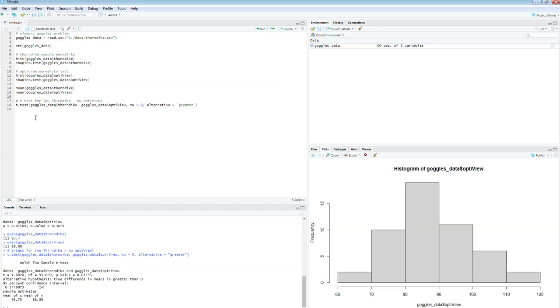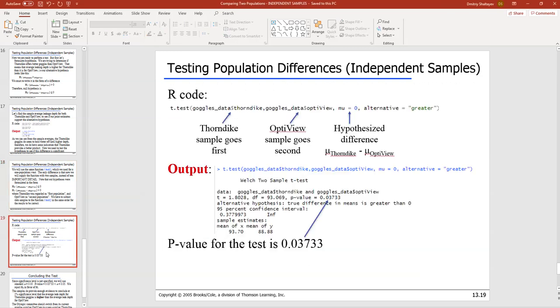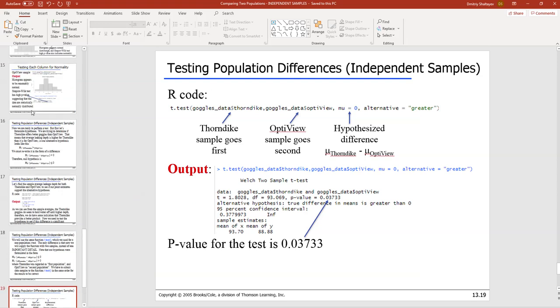Okay, so I run this line, and you can see that first of all it gives me the same point estimates. Mu for x, the first one, is 93.7. Mu for y, the second one, is 88.88. And the p-value, to see that big of a difference or more, if the null is true and there is no difference between them, is 0.0373. Is that the same as what I put in there? Just out of curiosity. 0.0373, right?